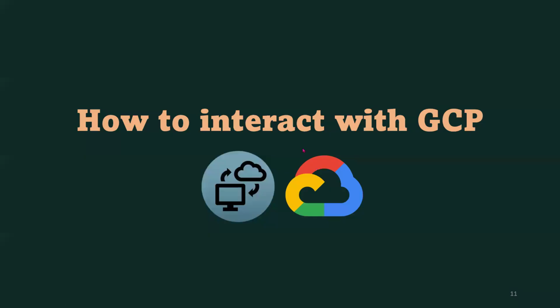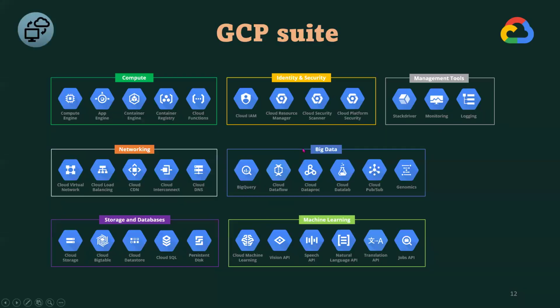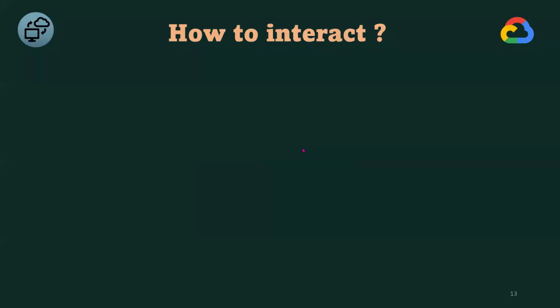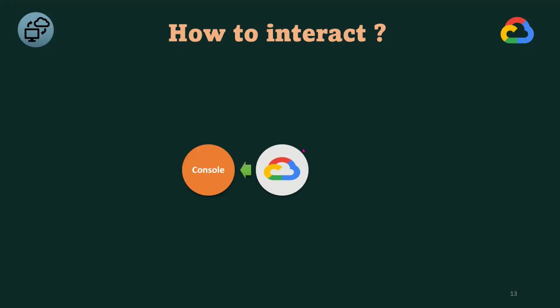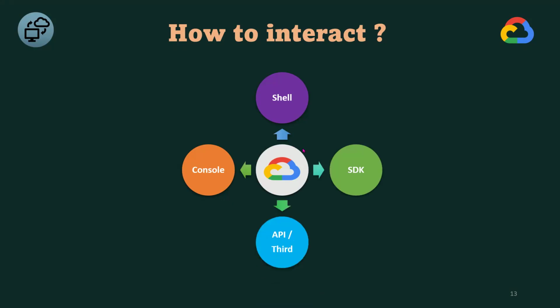If you want to interact with any of the services in GCP, a total of four methods are available. The very first method is the Cloud Console, the second is Cloud Shell, the third is Cloud SDK, and the fourth is third-party tools or APIs. So via APIs or third-party tools you can also do that. So you have a total of four methods: Console, Cloud Shell, Cloud SDK, and APIs and third-party tools.